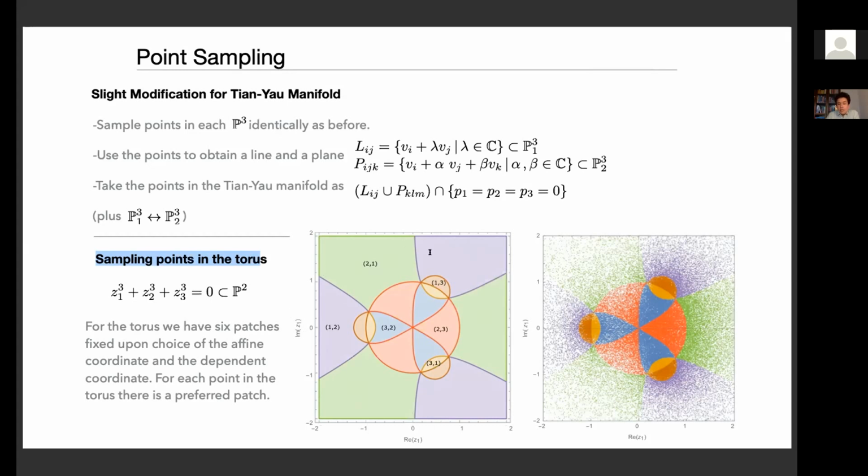And then, of course, there's a preferred patch for each of these points. This is precisely what is shown here, these 6 different patches. These are the sampling results that give the same number of points in each of the patches, and each color represents one of such patches.